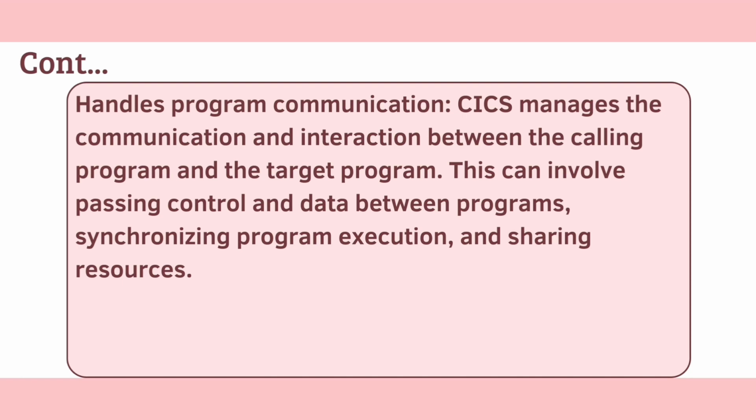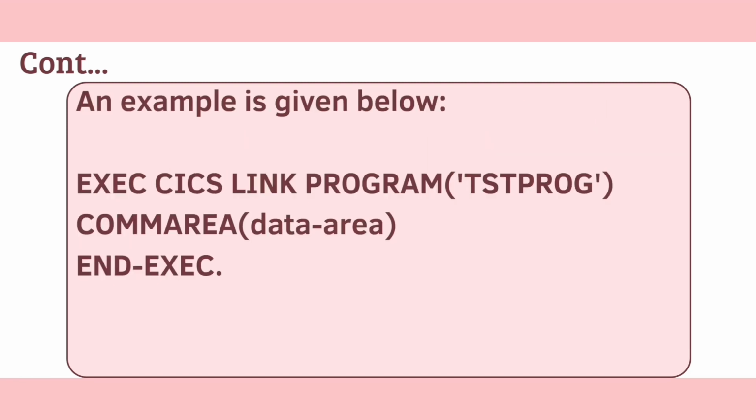Once the target program completes its execution or reaches an appropriate exit point, control is returned back to the calling program, allowing it to resume execution from the point following the link PGM command. The XCTL link PGM command is commonly used when you want to invoke a specific program from within another program while maintaining the context and returning control to the calling program. Here I have given an example. Please go through it.